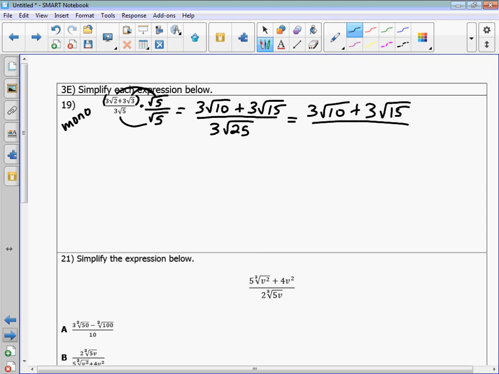Here you're doing pretty well. And then I see that the coefficients of all 3 terms, I can divide them all by 3. So you divide them all by 3. You get 1, 1, and 5. Rewriting this, we get 1 times the square root of 10 is the square root of 10 plus the square root of 15 over 5.